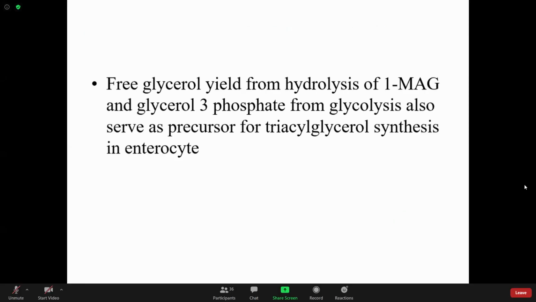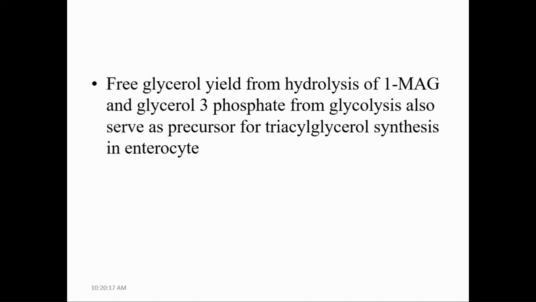So free glycerol from the hydrolysis of 1-monoacylglycerol and glycerol 3-phosphate from glycolysis also serve as precursors for triacylglycerol synthesis in enterocytes. The major substrate for the synthesis of triacylglycerol in the enterocyte is 2-monoacylglycerol, which is the hydrolytic product of triacylglycerol by, sorry, pancreatic lipase. So pancreatic lipase cleaves triacylglycerol to 2-monoacylglycerol and free fatty acids in the intestinal lumen. In the form of 2-monoacylglycerol and free fatty acids, they are absorbed into the enterocytes. And in the enterocytes, again, this 2-monoacylglycerol is esterified with these fatty acids to form triacylglycerol.